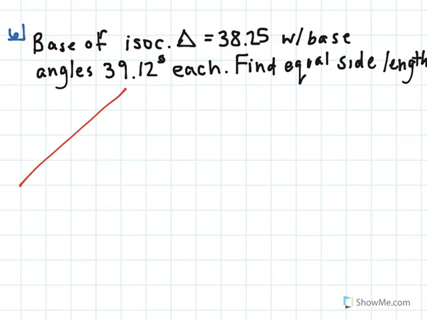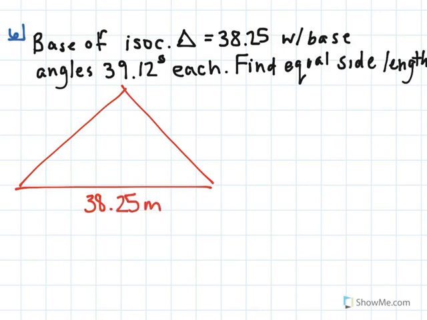So we have an isosceles triangle, and we know that the base is 38.25 meters, and we have angles 39.12 at the base. So we're wanting to solve for these two equal sides. We can call them length x. With an isosceles triangle, we can remember that if you draw a line down the middle, you're going to have two right triangles. So we can use these right triangles to solve for x.